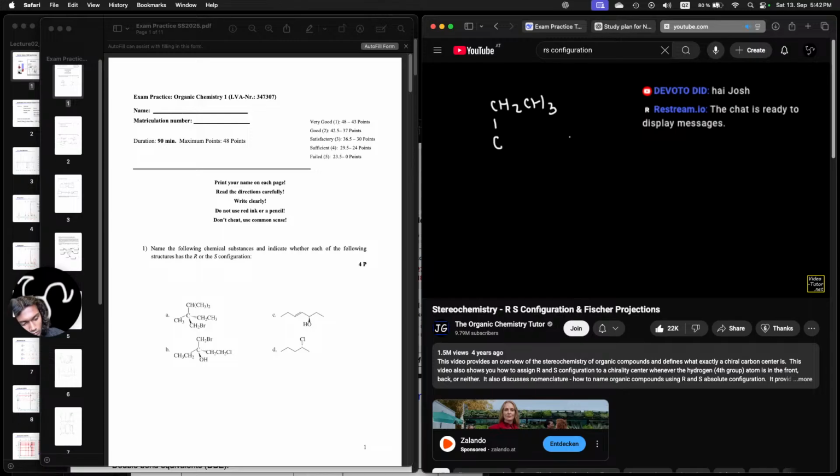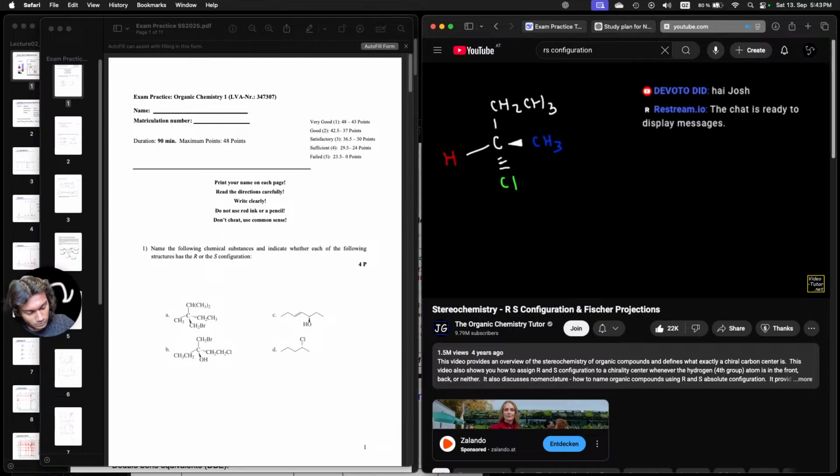So let's say this chiral center has an ethyl group, a methyl group in the front, and let's put a chlorine group in the back, and a hydrogen. Go ahead and assign the configuration to the chiral carbon. Is it R or S?